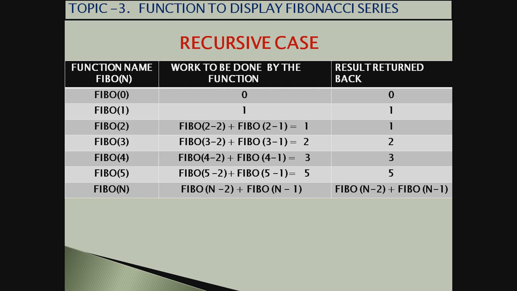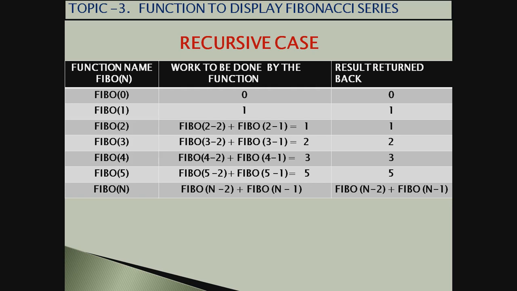Similarly, if Fibo 3 had to work, it would go for Fibo 3 minus 2 and Fibo 3 minus 1. So Fibo 3 requests Fibo 3 minus 2. What is Fibo 3 minus 2? Fibo 3 minus 2 is Fibo 1. So Fibo 1 is returning 1 to us, and when Fibo 3 minus 1, that is Fibo 2, is being called by Fibo 3, Fibo 2 is going to call Fibo 2 minus 2 and Fibo 2 minus 1. Now Fibo 2 minus 2 is Fibo 0.